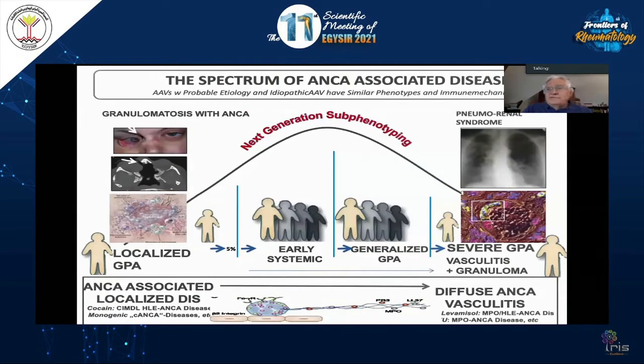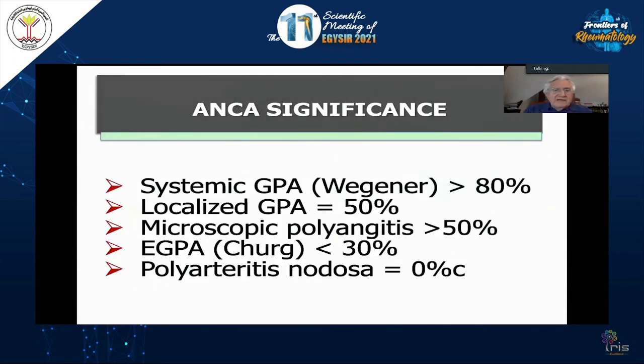The spectrum of ANCA-associated vasculitis can range from some localized disease, which is the case in some patients with GPA, to a more systemic and generalized disease, which can lead to the occurrence of severe GPA. The ANCA significance is well known now. In systemic GPA, more than 80% of the patients present the ANCA. It is only half of the patients with localized GPA.